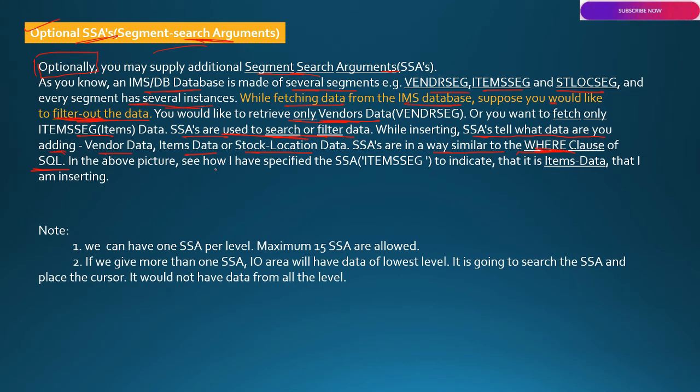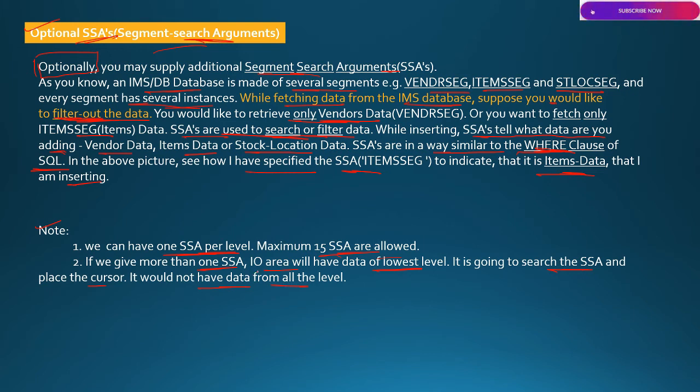In the previous picture, I specified the SSA item segment to indicate that it is item data, which filters where I am inserting into the item data segment. There are some points: we can have only one SSA per level, and a maximum of 15 SSAs are allowed. If we give more than one SSA, the input output area will have data of the lowest level. It will search the SSAs and place the cursor, and it would not have data from all the levels.